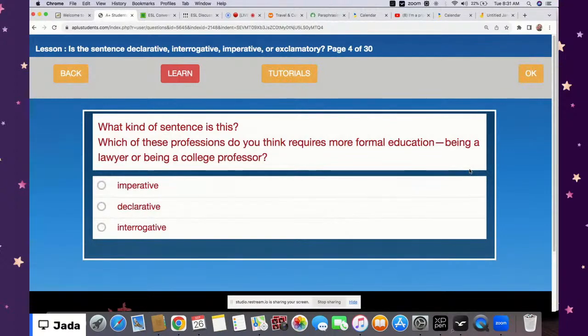So, which of these professions do you think requires more formal education? Being a lawyer or being a college professor? So, what is this one? Imperative, declarative, interrogative? Which of the options?